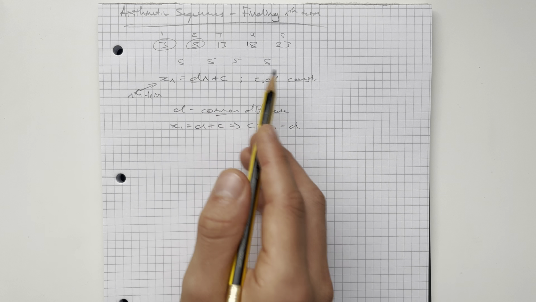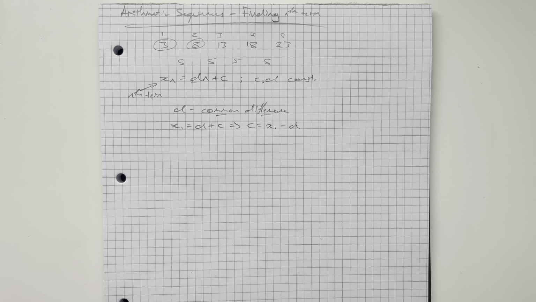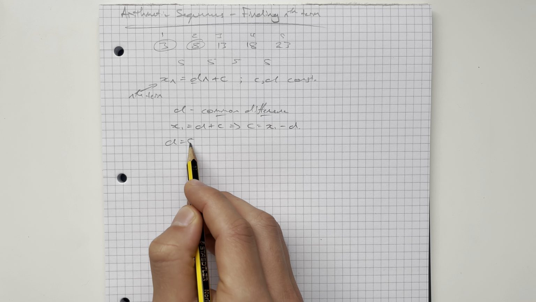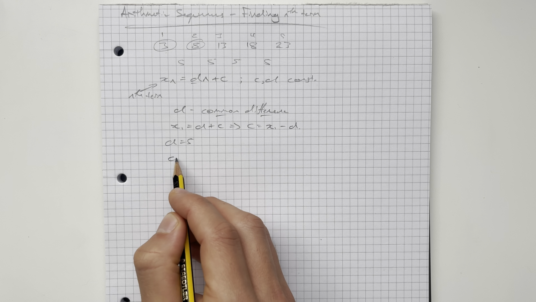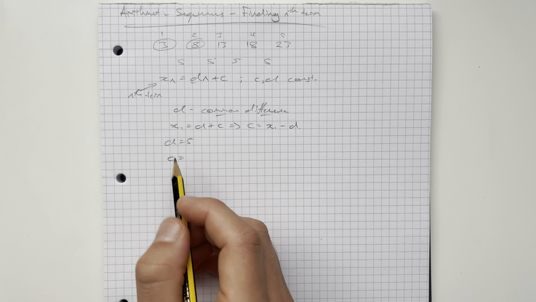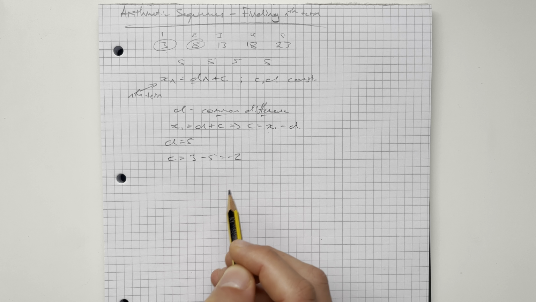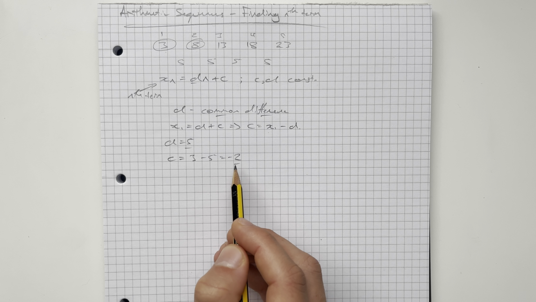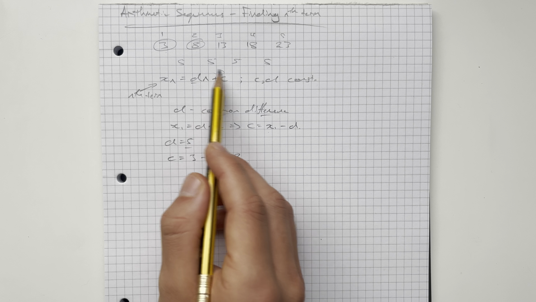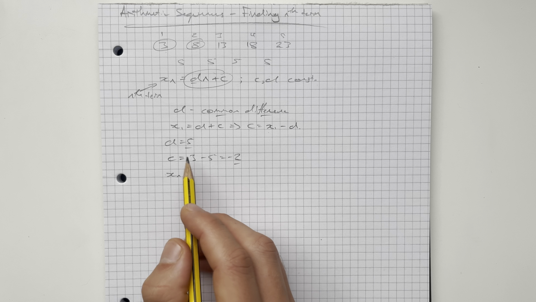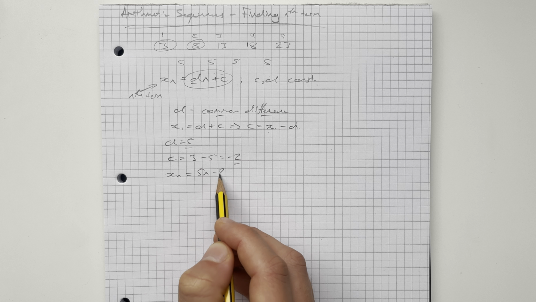So let's use this example above and we'll try and find the nth term for this sequence. So we already know that the common difference is 5, so d is equal to 5. The next thing then is to find the value of c. And what we can see is c is equal to the first term, which was 3, minus common difference of 5. So that gives us minus 2. And now we can plug in the values for 5 and minus 2 into our nth term formula. And what we're left with is xn, the nth term, is equal to 5n minus 2.